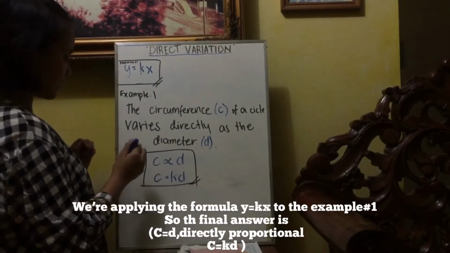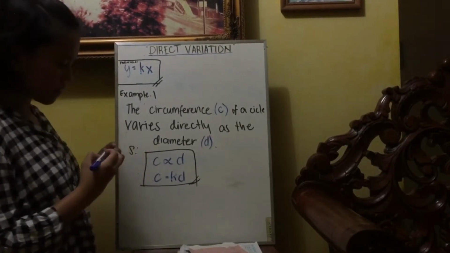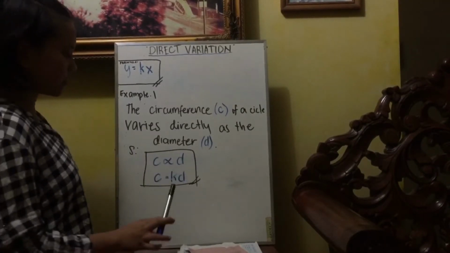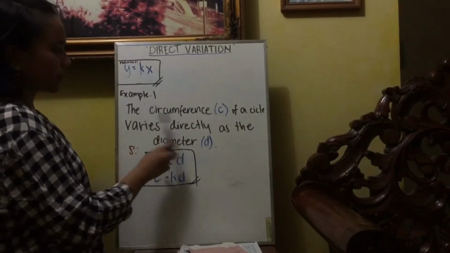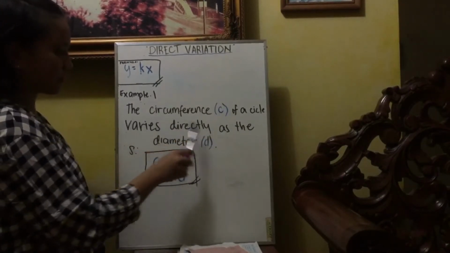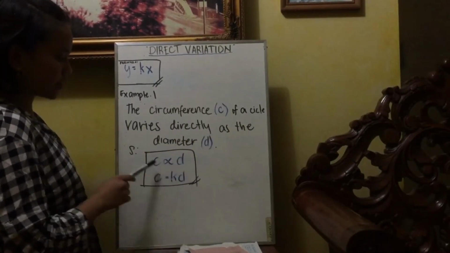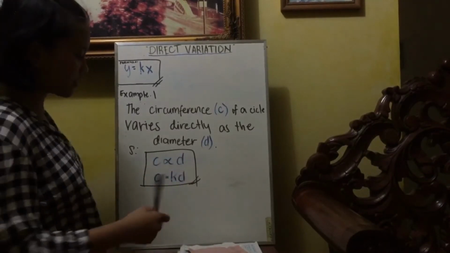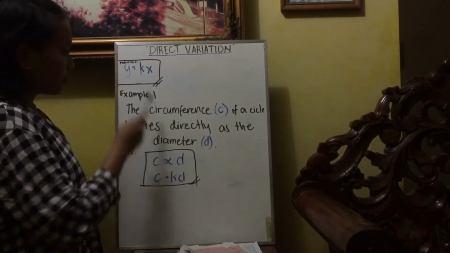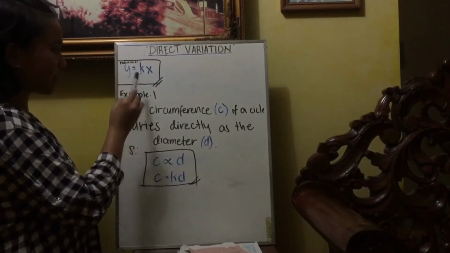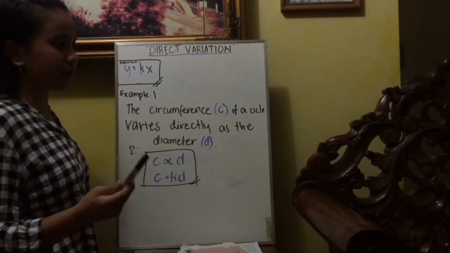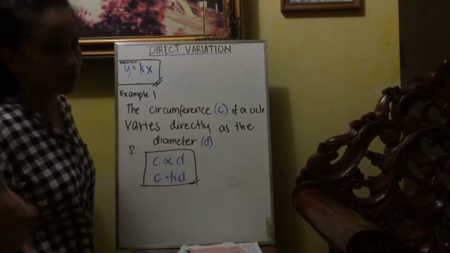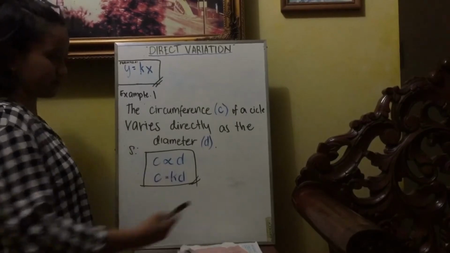Okay, simple as that. This is the sign of directly proportional, because the circumference of a circle varies directly as the diameter. So the two variables are directly proportional to each other, and this will be the formula, which means that the two variables can be replaced by any variable, but the k should remain constant.